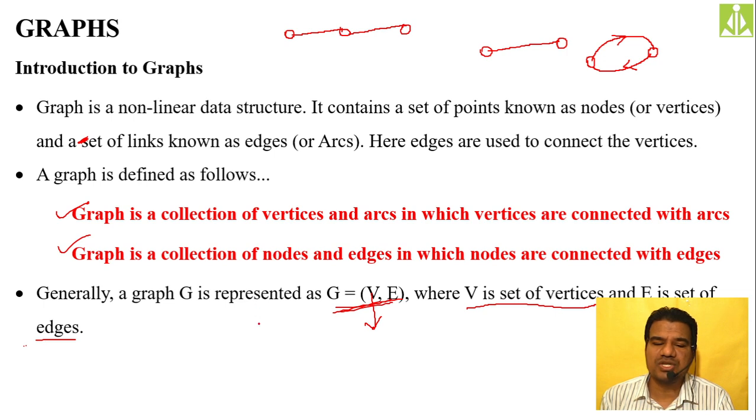How we are representing? G is equal to V comma E. In short, a graph is a collection of vertices and edges, and this is how we represent it. V is the set of all vertices, E is the set of all edges. Very simple definition, very simple concept. Try to memorize, try to understand, because this concept of graph we are seeing in two different units, inside your fifth unit as well as inside your fourth unit.